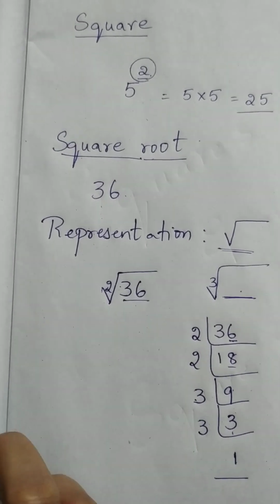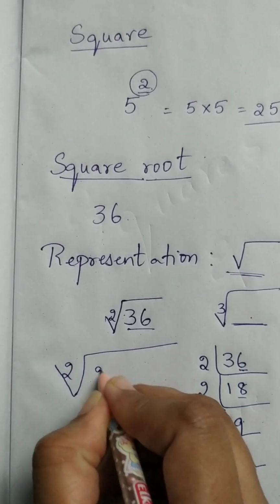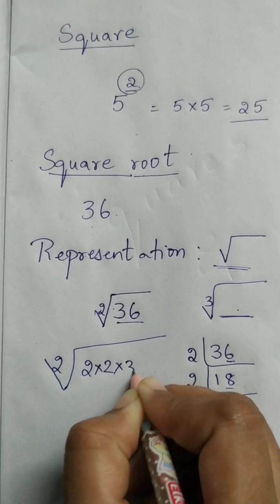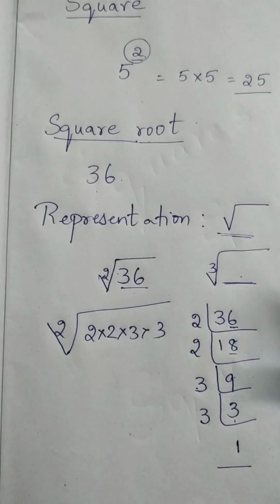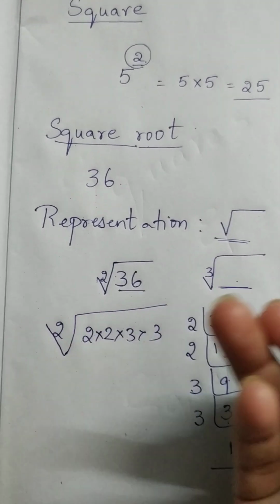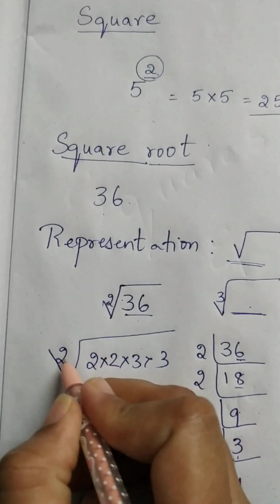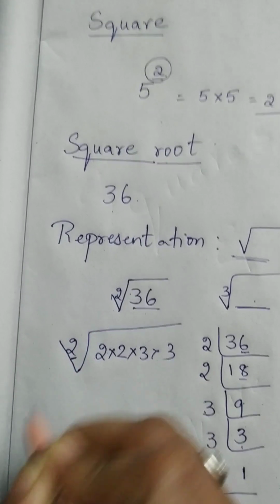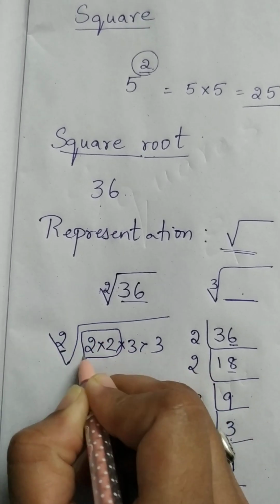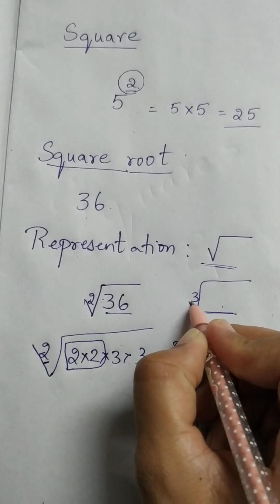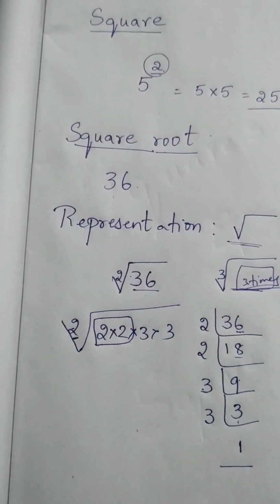Now you write this number as the square root of 2 into 2 into 3 into 3. This is how 36 is written. 1 is negligible because if you multiply the whole number with 1, it's okay, so 1 is not necessary to put inside. Now, as our root is a square root, a number should be repeated 2 times. If it were a cube root, it should be repeated 3 times, which you will learn in the cube root.